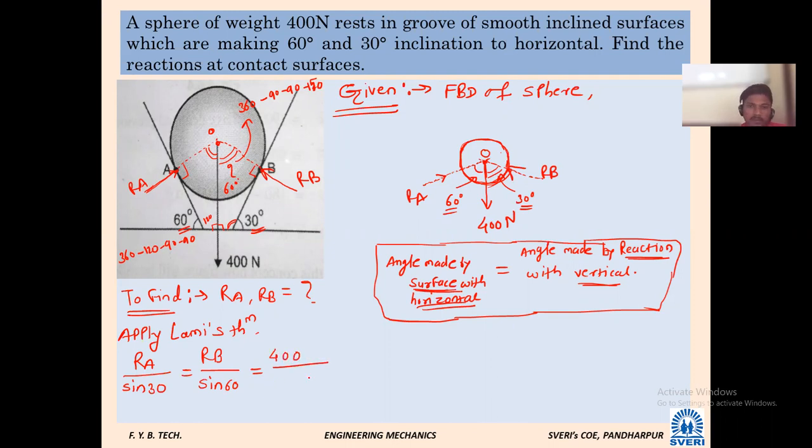400 divided by, now tell me what will be the angle between them? Sin 30 plus 60. 30 plus 60 means how much? 90. Sin 90. Is it possible to calculate RA and RB from this?